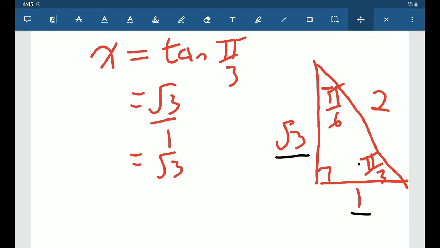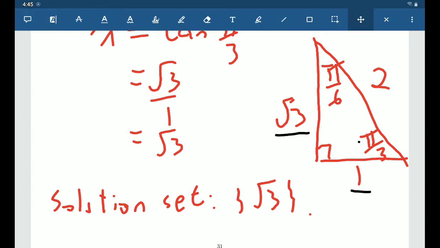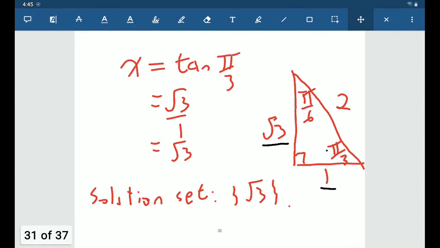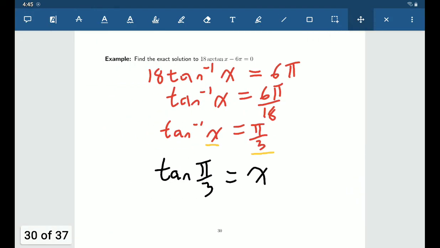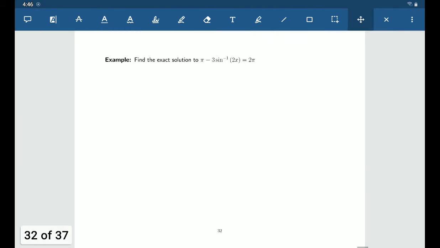So then we could say that our solution set just contains root 3. There we go. So this is an equation where there is exactly one solution. That equation, 18 tangent inverse minus 6 pi equals 0, we've solved it. We found that there's one solution and that the solution is root 3. All right, let's do another one.